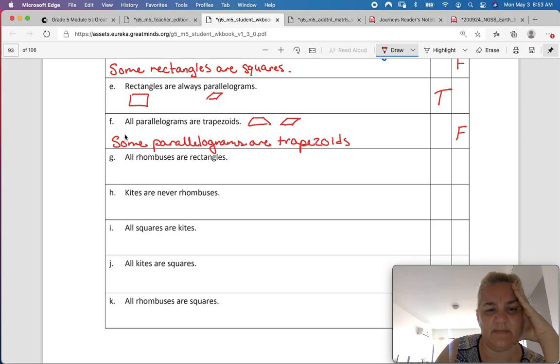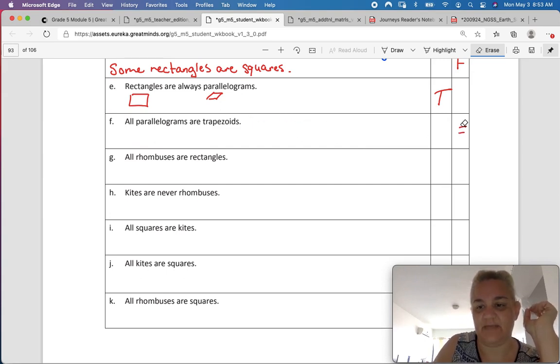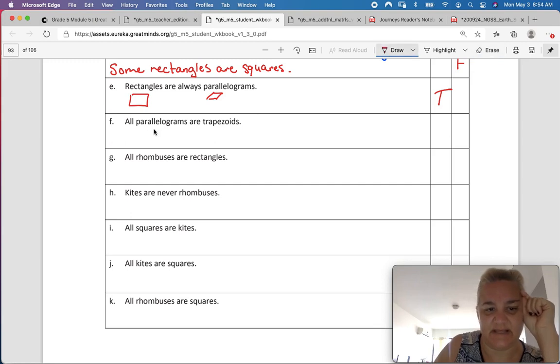Wait a minute. Am I making a mistake? I am. I was thinking the words were flipped around. You have to be careful with this hierarchy, right? I apologize for that. I was thinking it was the other way around. All parallelograms have at least two, and trapezoids have at least one, so yes, the answer is true. I'm sorry, I didn't mean to confuse you.